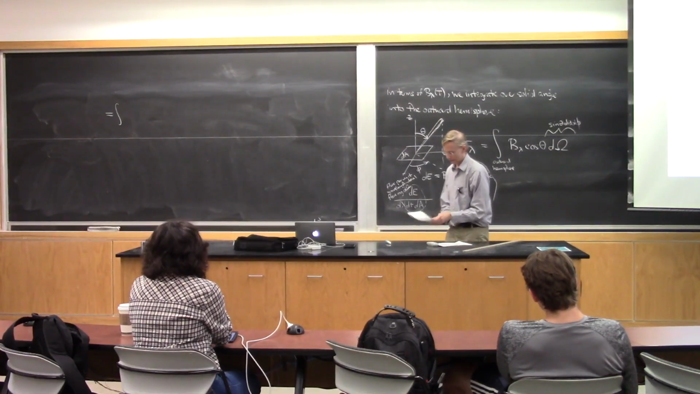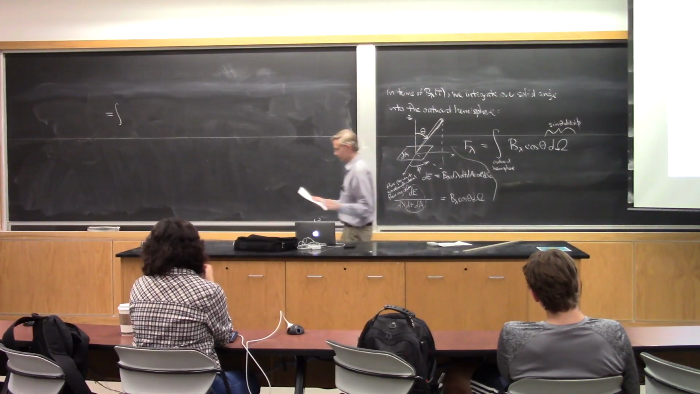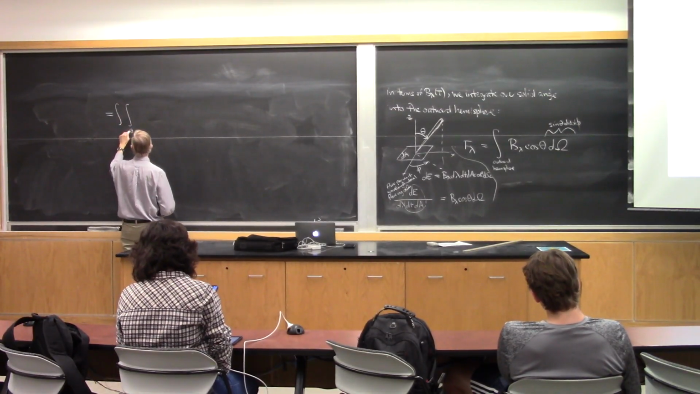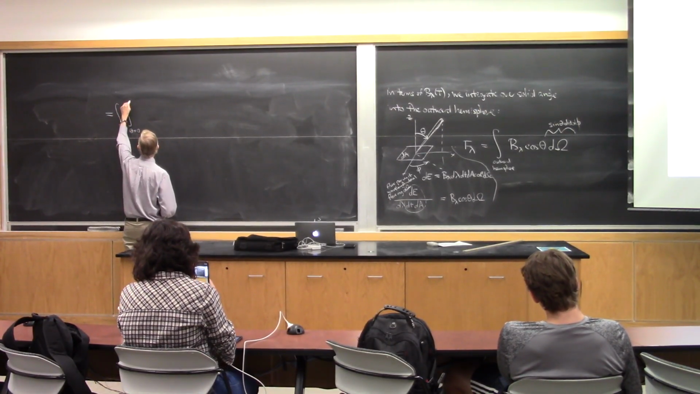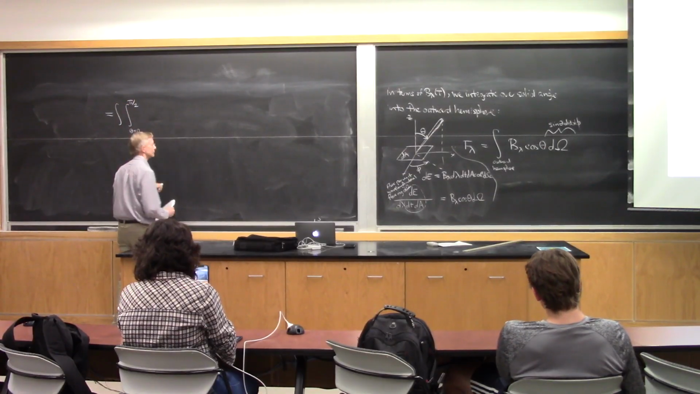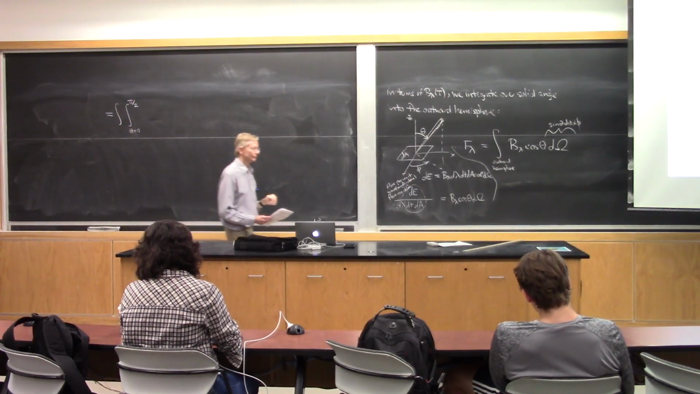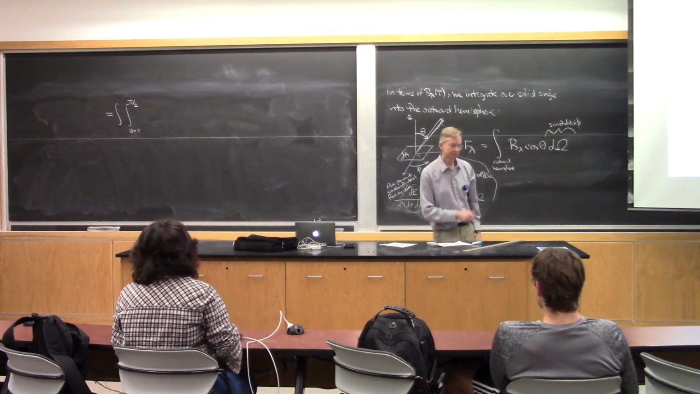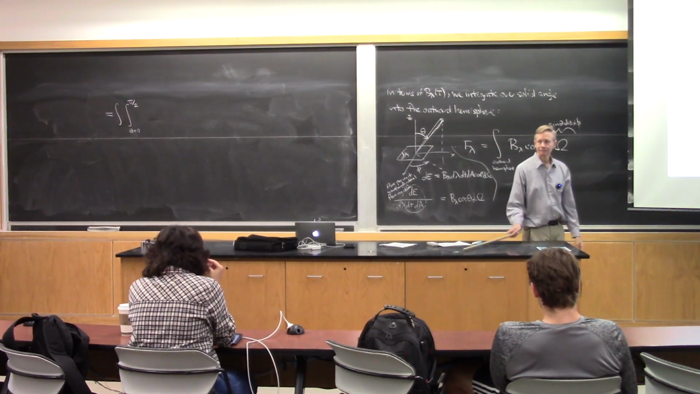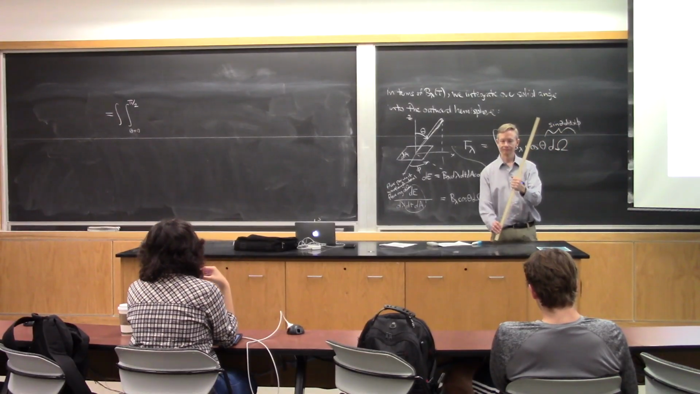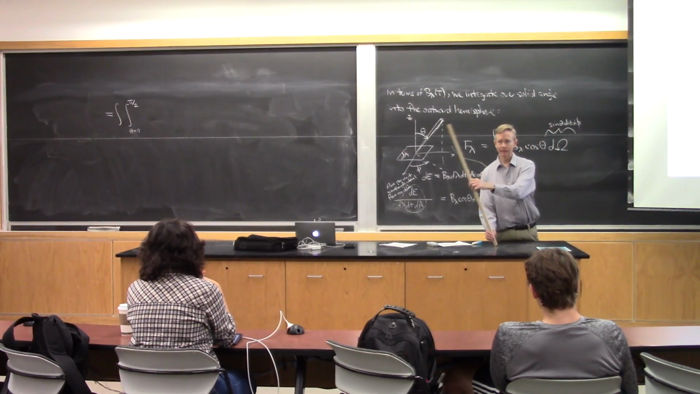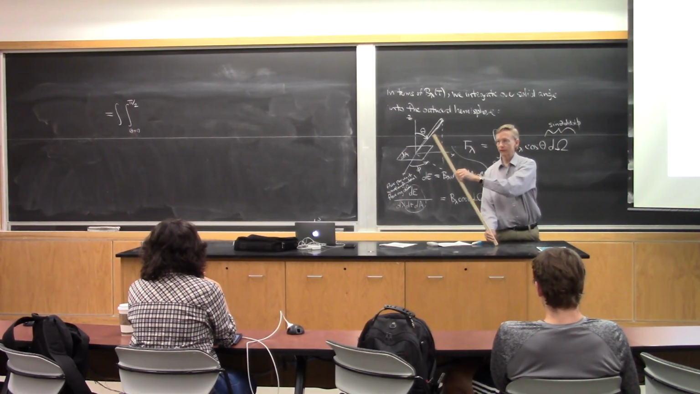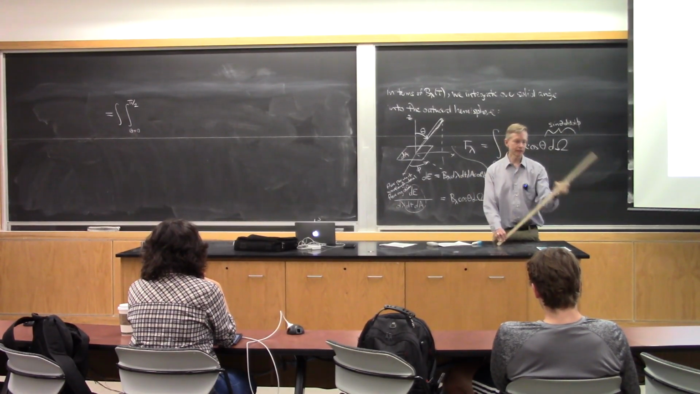So the theta integral goes from 0 to pi over 2. Theta equals 0 to pi over 2. So if I consider every possible outward direction, those range from theta equals 0 to theta equals pi over 2.